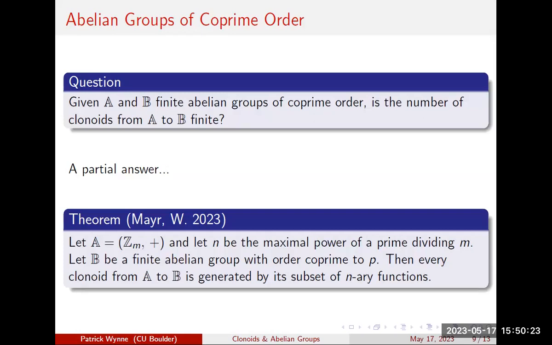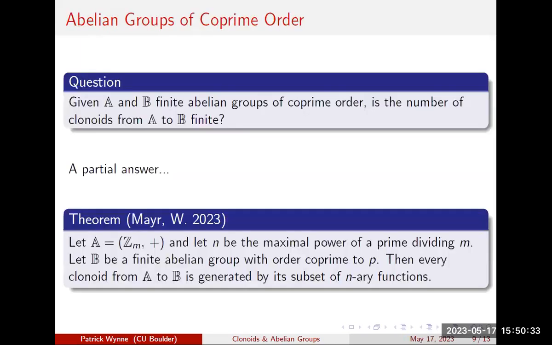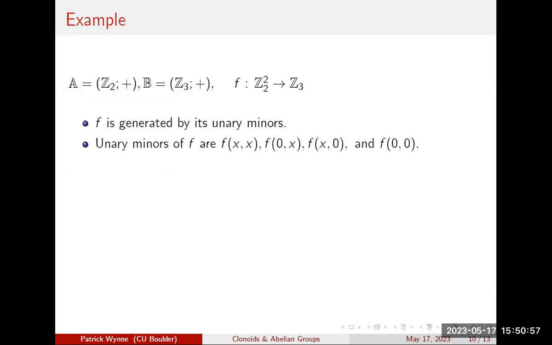Maybe first just an example. So if we take A to be the integers mod 2 and B to be the integers mod 3, then here m is just 2, and of course the highest prime power dividing 2 is 2 to the power 1. So this theorem then says that these clonoids should be generated by their unary functions. So if A is Z2 and B is Z3, then the theorem says f is generated by its unary functions.